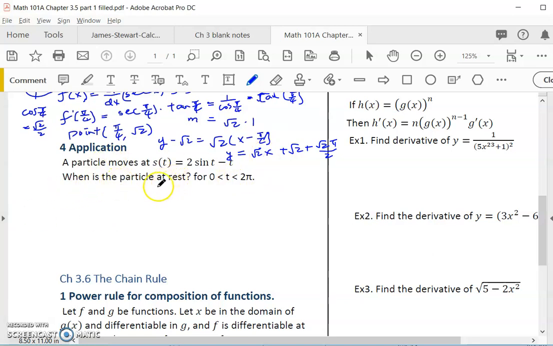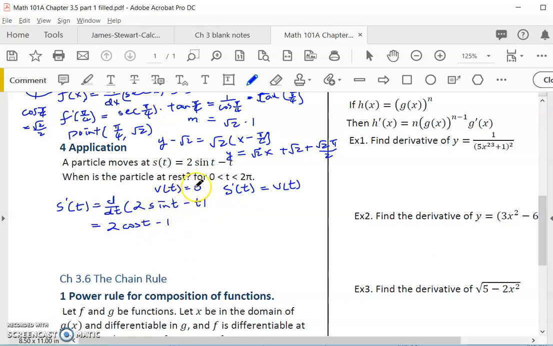At rest means velocity is equal to 0. How do I find velocity? As s prime, the derivative of the displacement is v of t. So we do a derivative of this. So s prime of t would be d/dt of 2 sine t minus t. First we apply the derivative rule for sine, which gives 2 cosine t. The derivative of t is minus 1.